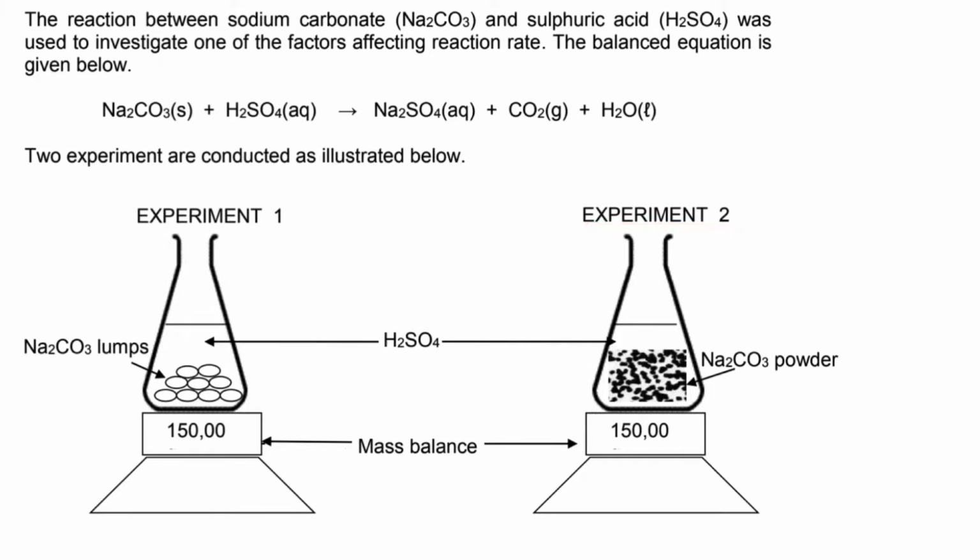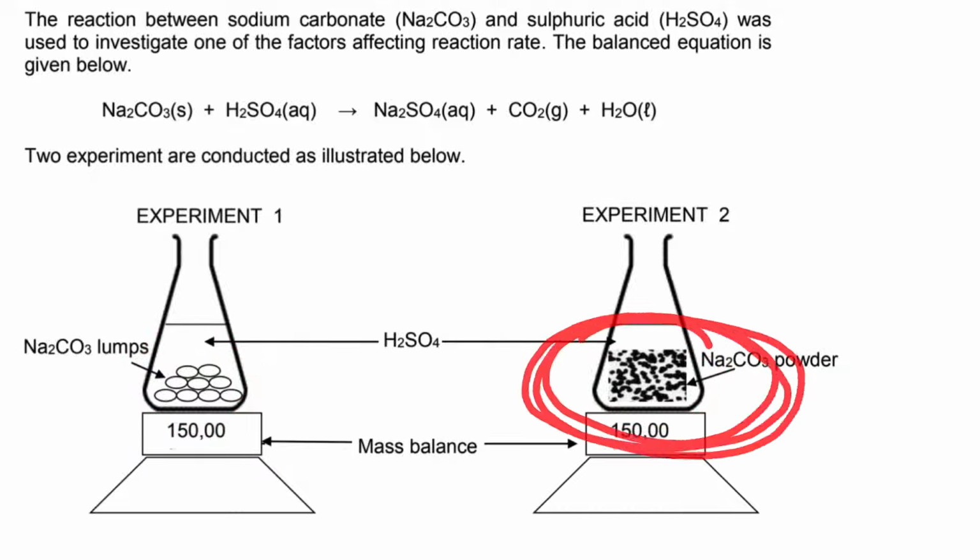Experiment 2 has the same sodium carbonate, but now it is in a different state of division, which is the surface area. It's the powder, with the same content, and it's covered with the sulfuric acid there. So the difference between the two experiments is the surface area. This one is a powder and this one is lumps, which means this one has a greater surface area. That means the rate of reaction of experiment 2 will be greater than experiment 1, right?